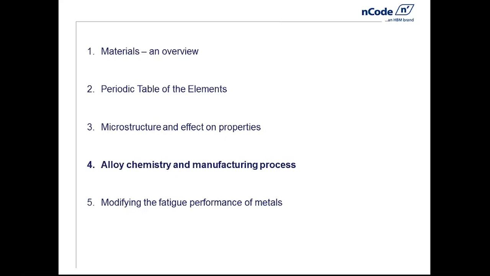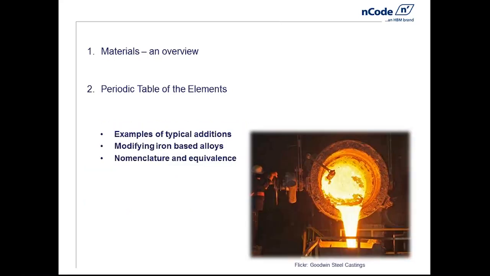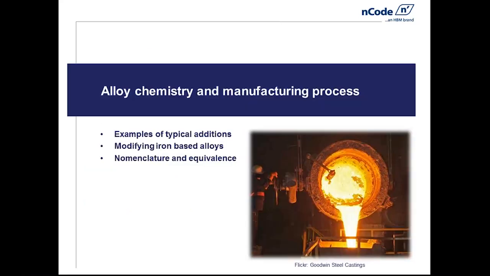Right, so we've had a very rapid look at microstructure and the effect on properties. Now, to go on to alloy chemistry and manufacturing process. Nice picture of a piece of some steel being cast on the right of that picture. I will provide examples of typical additions, modifying them. Then we'll go on to a little bit on nomenclature and equivalence.